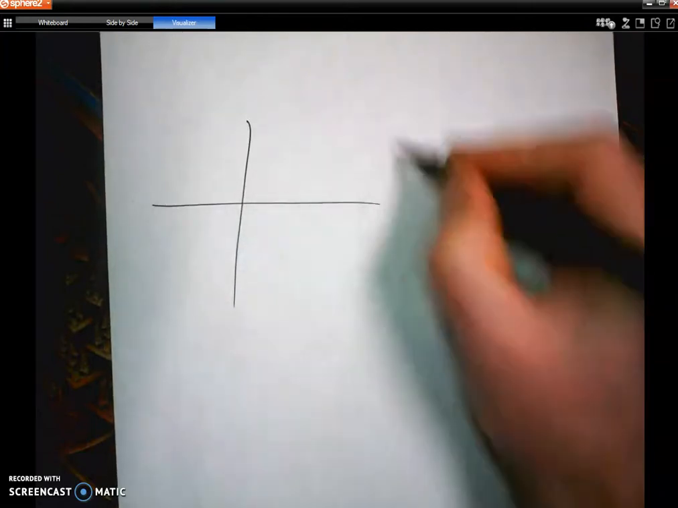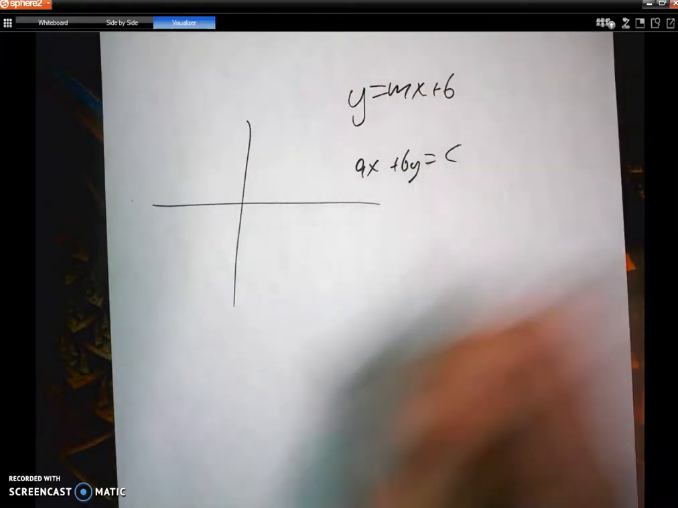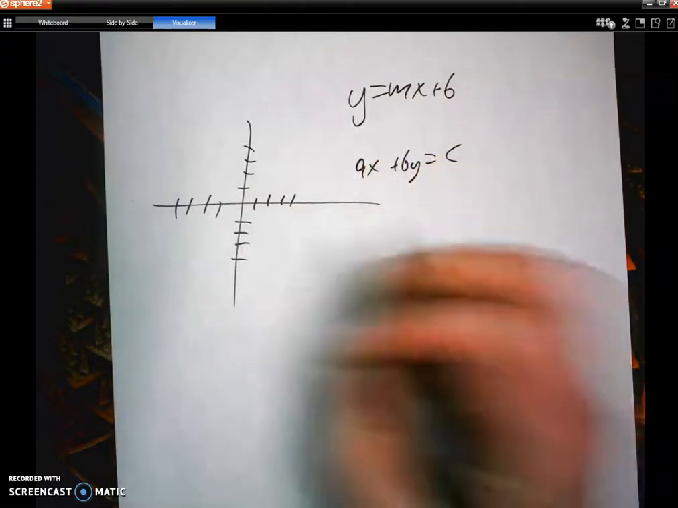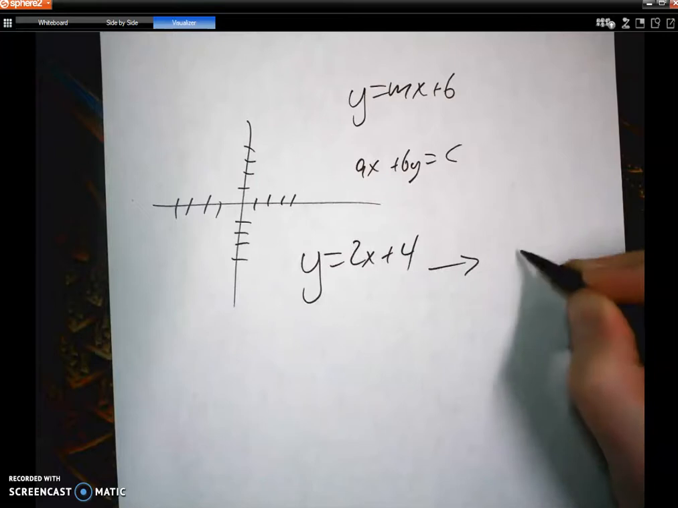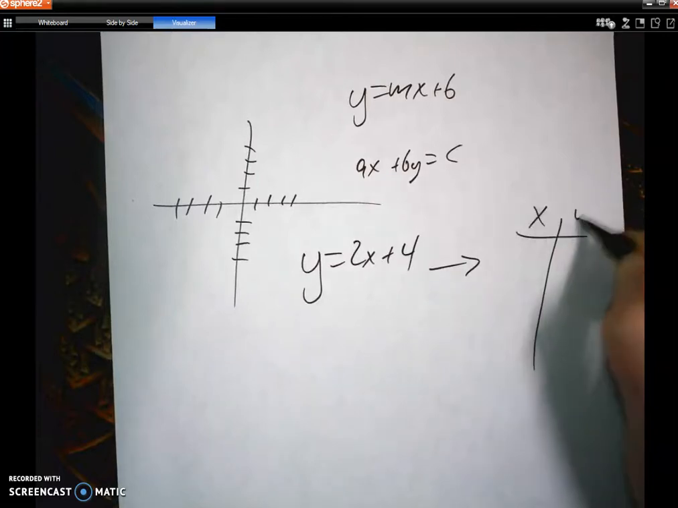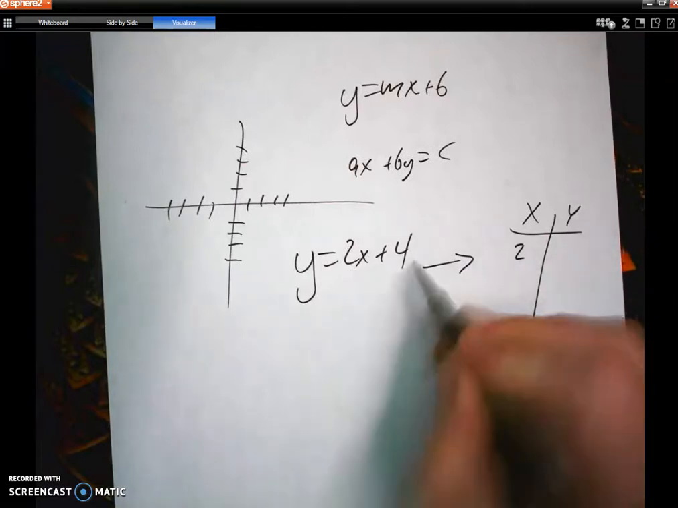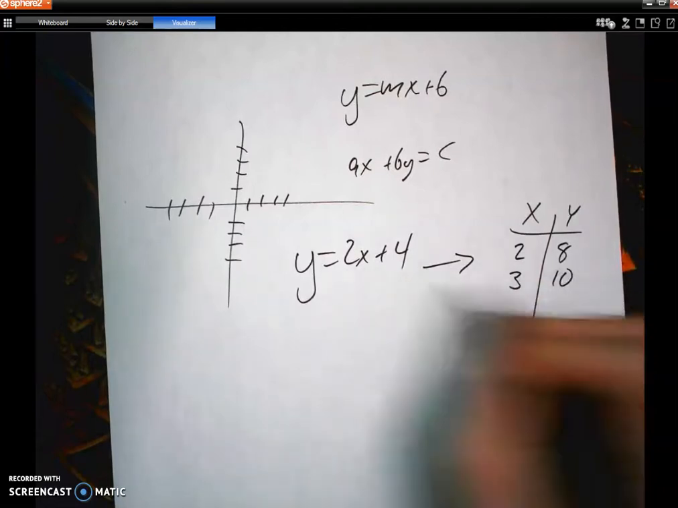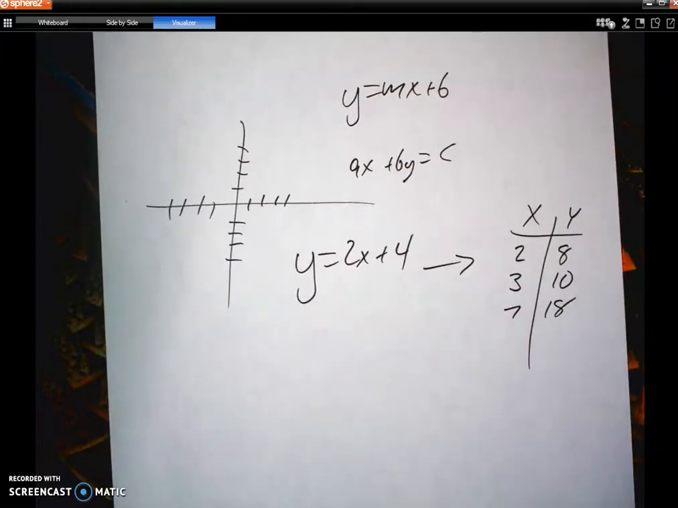How are you at making graphs? How are you at taking an equation like y equals mx plus b or ax plus by equals c and graphing it? Are you good at doing that? And not only that, but let's say you have y equals 2x plus 4. Can you take that and make an x and y table? Meaning if you plug in a 2, 2 times 2 is 4, 4 plus 4 is 8. You plug in a 2, you get out an 8. You plug in a 3, you get out a 10. You plug in a 7, you get out 18. Are you good at doing that kind of stuff?